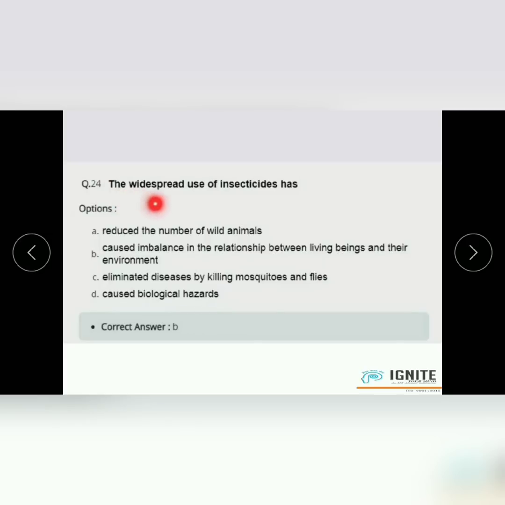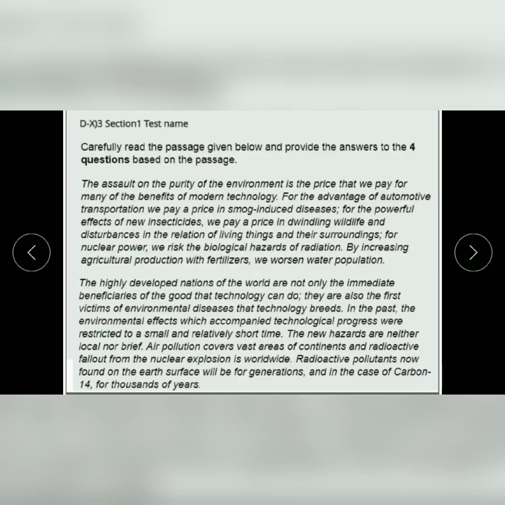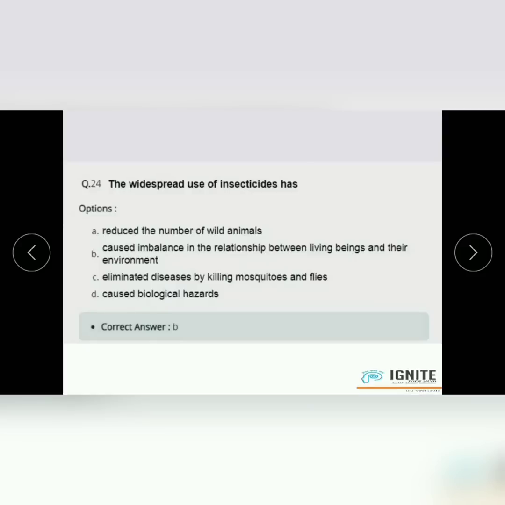The first question: the widespread use of insecticides has 4 options: reduced the number of wild animals, caused imbalance in the relationship between living beings and their environment. The widespread use of insecticides has, from here we can conclude that highly developed nations of the world are not only the immediate beneficiaries of the good that technology can do, they are also first victims of environmental disease that technology breeds. Caused imbalance in the relationship between living beings and their environment. This is the correct answer.